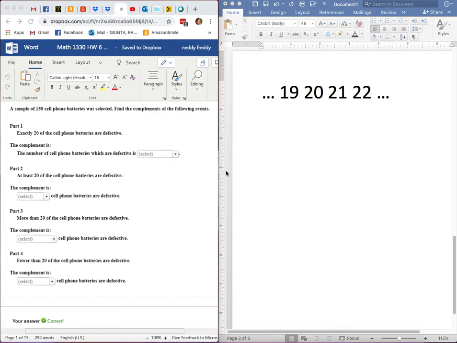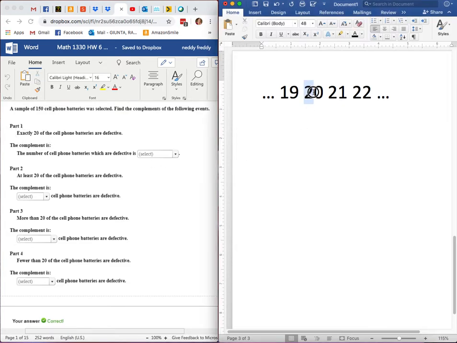So this is section 5.2, and it starts out by asking about complements of events. What they're going to do is give you a number or a group of numbers, and when they ask for the complement, that means all of the numbers that were not part of the original statement. So if they say exactly 20 of the cell phone batteries are defective, and this is out of a sample of 150 cell phone batteries, that part of it doesn't really matter so much. What you need to look at is the wording around this number here, exactly 20.